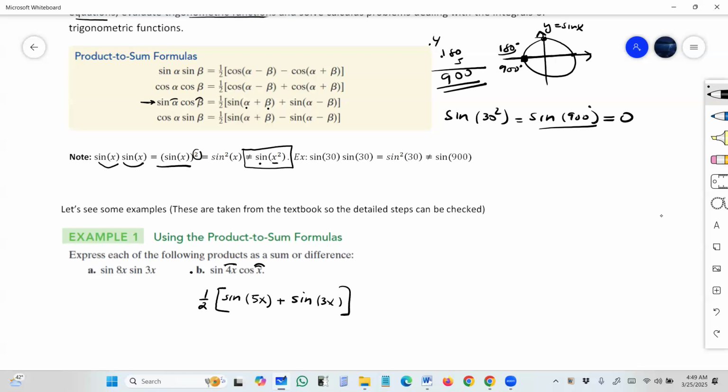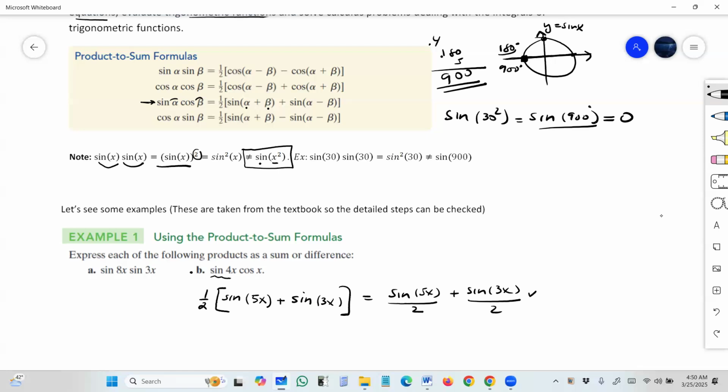3x. And then again, if you want, you can do 5x over 2, 3x over 2. Okay? And that would be the answer. Now, I want to show you something that is important that may happen depending on what kind of expression you have over here.